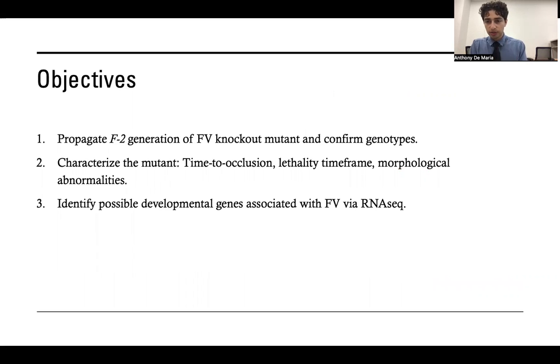So what are the objectives of my research? One, it's to propagate an F2 generation of factor V knockout mutant and confirm the genotypes of that knockout. Two, it's to characterize that mutant, and that can be via time to occlusion assay, identifying the lethality time frame, and also observing any morphological abnormalities that are present in the model. And third is to identify possible developmental genes that are associated with factor V via RNA-seq.